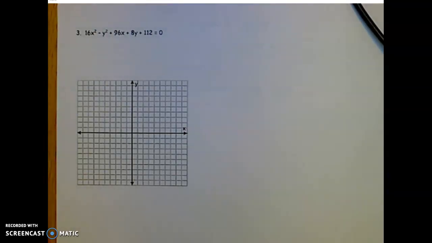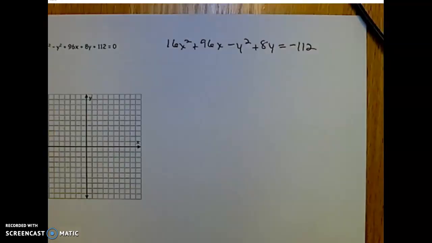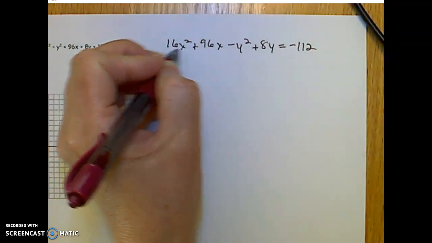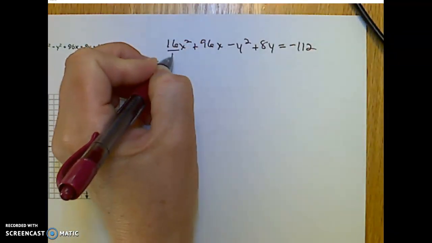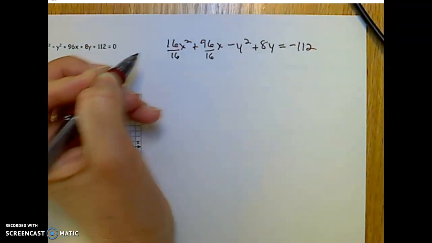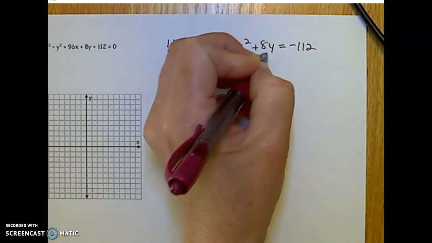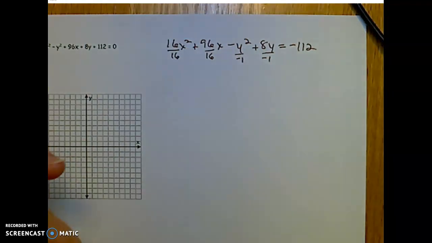Alrighty, I'm going to pause and you're going to start to rearrange number 3 into standard form for a hyperbola. Okay, rearrange your hyperbola. We never complete the square with a coefficient, so I'm going to factor out a 16 for my x's, and I actually factor out a -1 for my y's. Go ahead and try that.